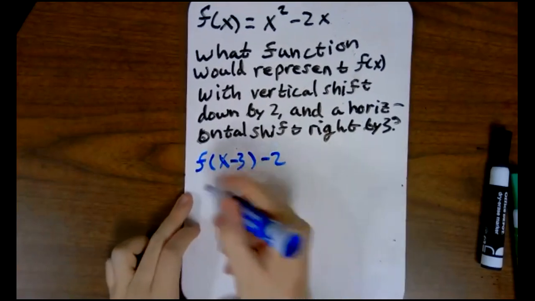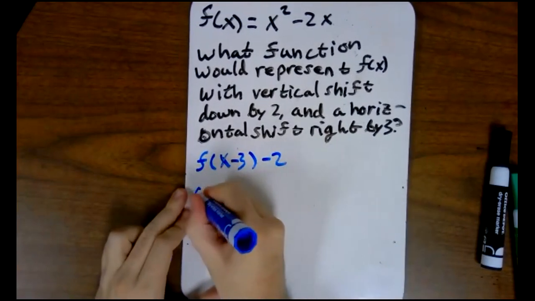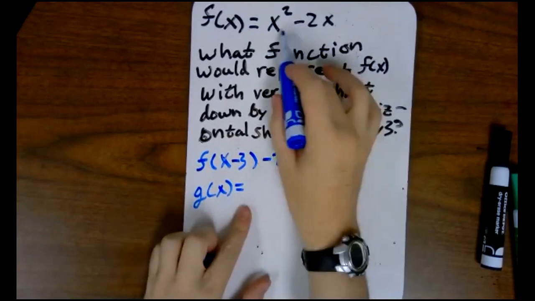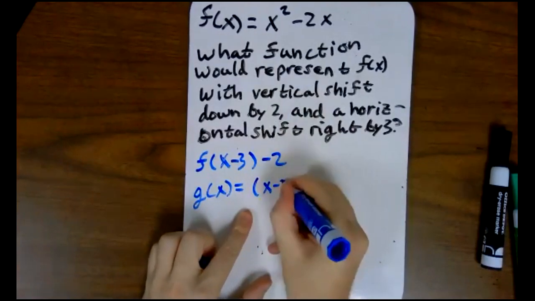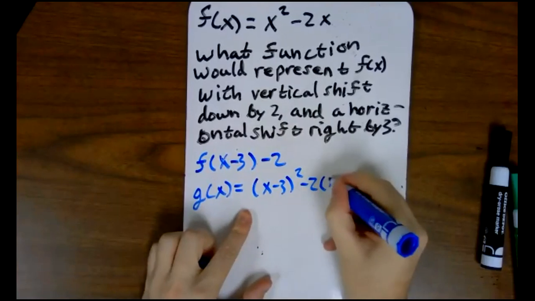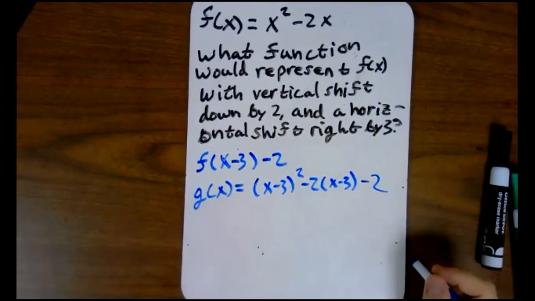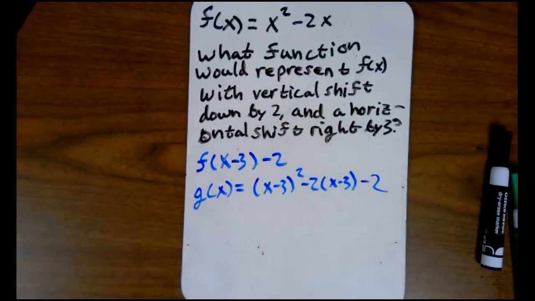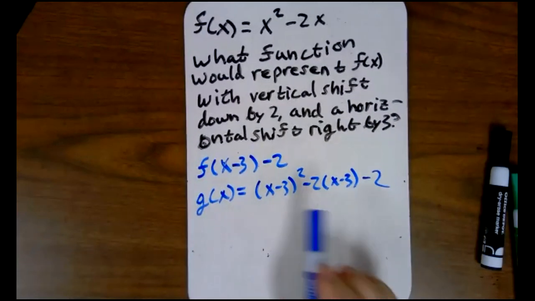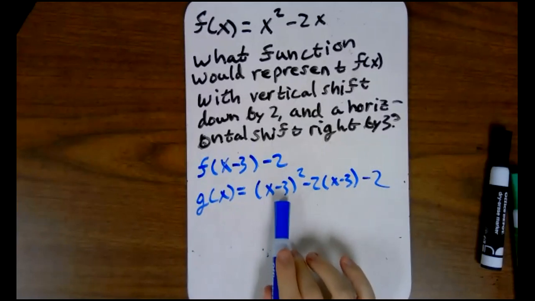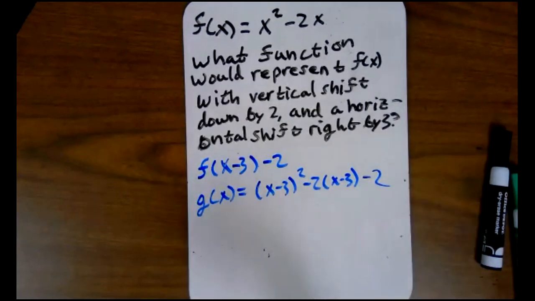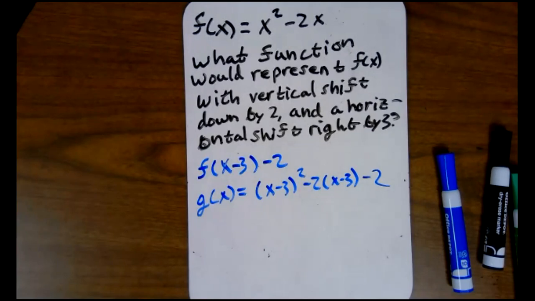So our end result would be, let's call it g of x. We're replacing each of our x's with x minus 3's, and we're subtracting 2 in order to shift the whole thing down. So this is what the transformed function will look like. Now, if we want, we can simplify this: multiply x minus 3 by itself, distribute this 2 in there, combine like terms, and we could end up with a simplified version of the equation.